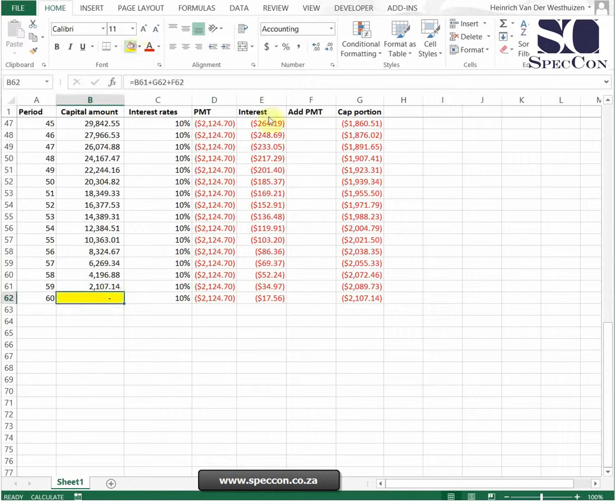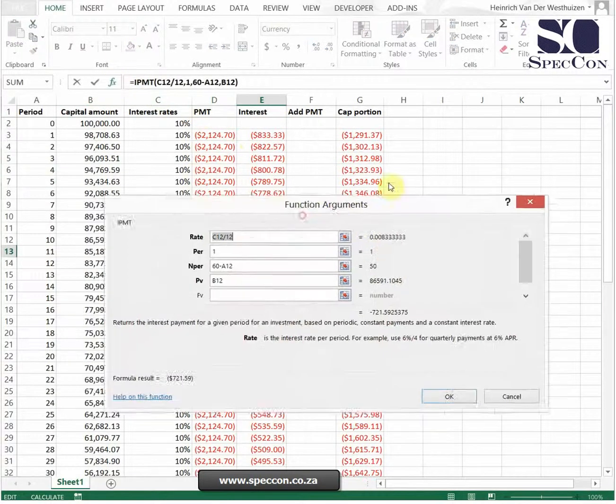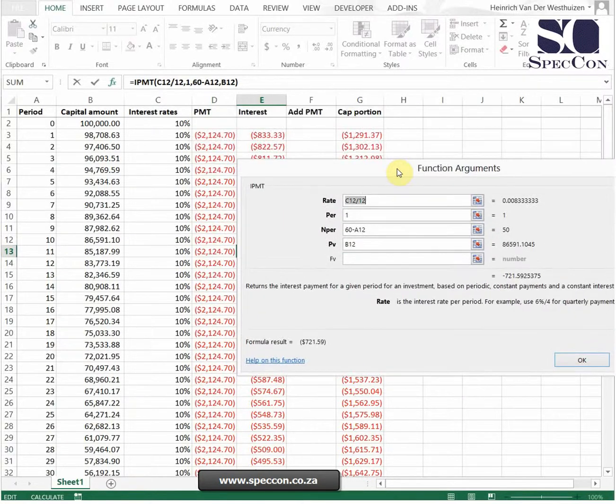And there we go. So let's just go to another here in the middle. If I go to the formula function bar. So my rate is the previous period's balance. So every single time I'm doing this, I'm effectively recalculating. My period is 1. Because we are saying currently we've got 50 periods left. So I'm saying 60 minus the previous period's balance. So we are saying that we've got 60 periods left and we need to pay off a capital amount of 86591 in 50 periods. So that's why we have to start the period at 1.